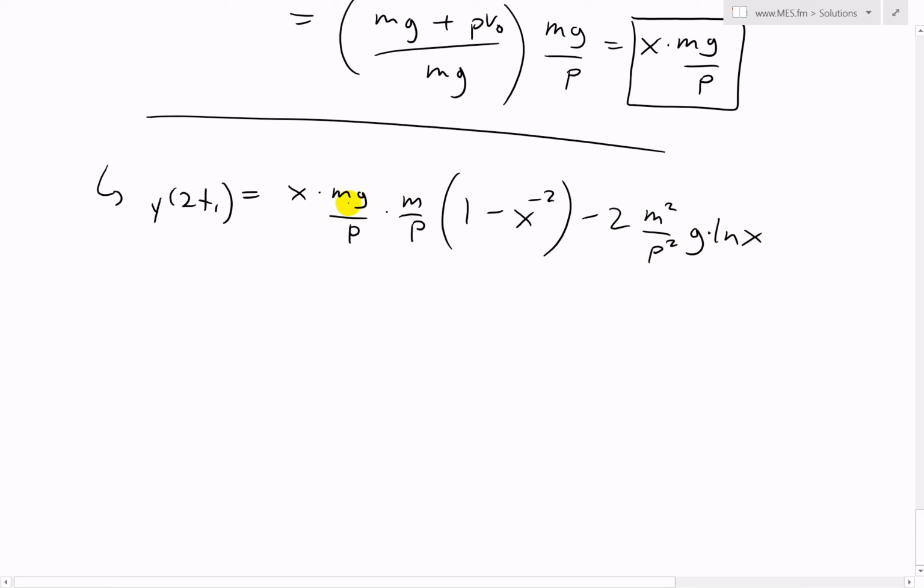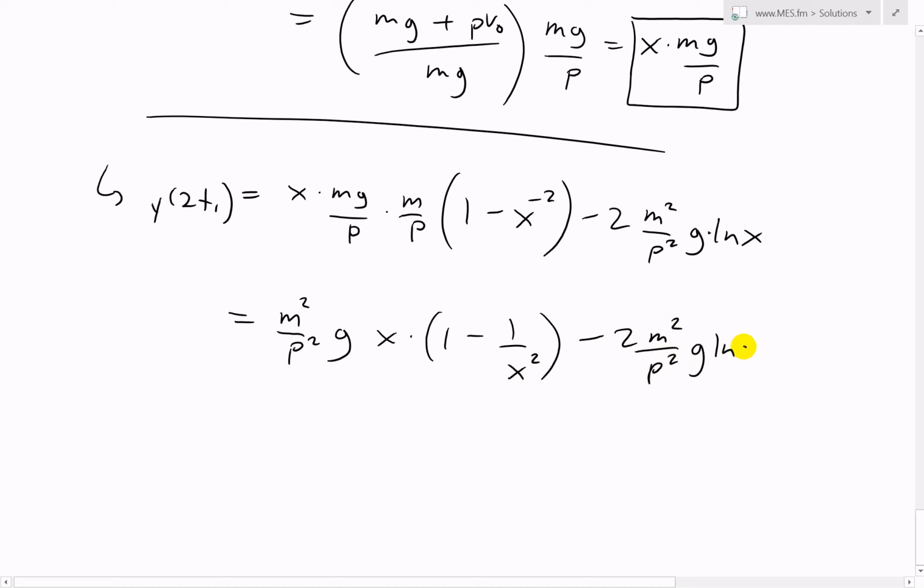So these m's will give m squared over p squared, so this equals 2, and then I'll put this out, m squared over p squared g, and put the x on this side like that, and then times 1 minus 1 over x squared. Simplify that, write it neater. And then again 2m squared over p squared g ln x.